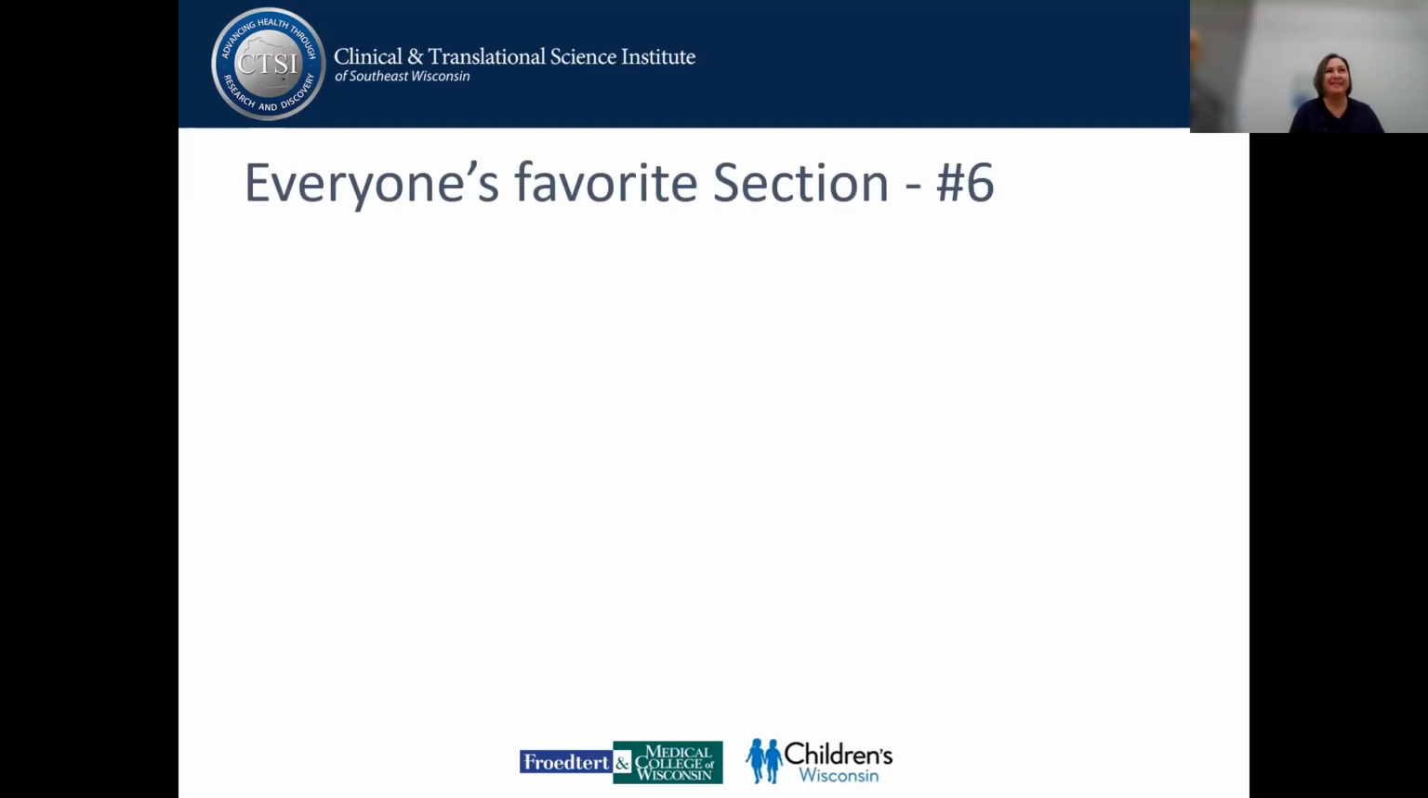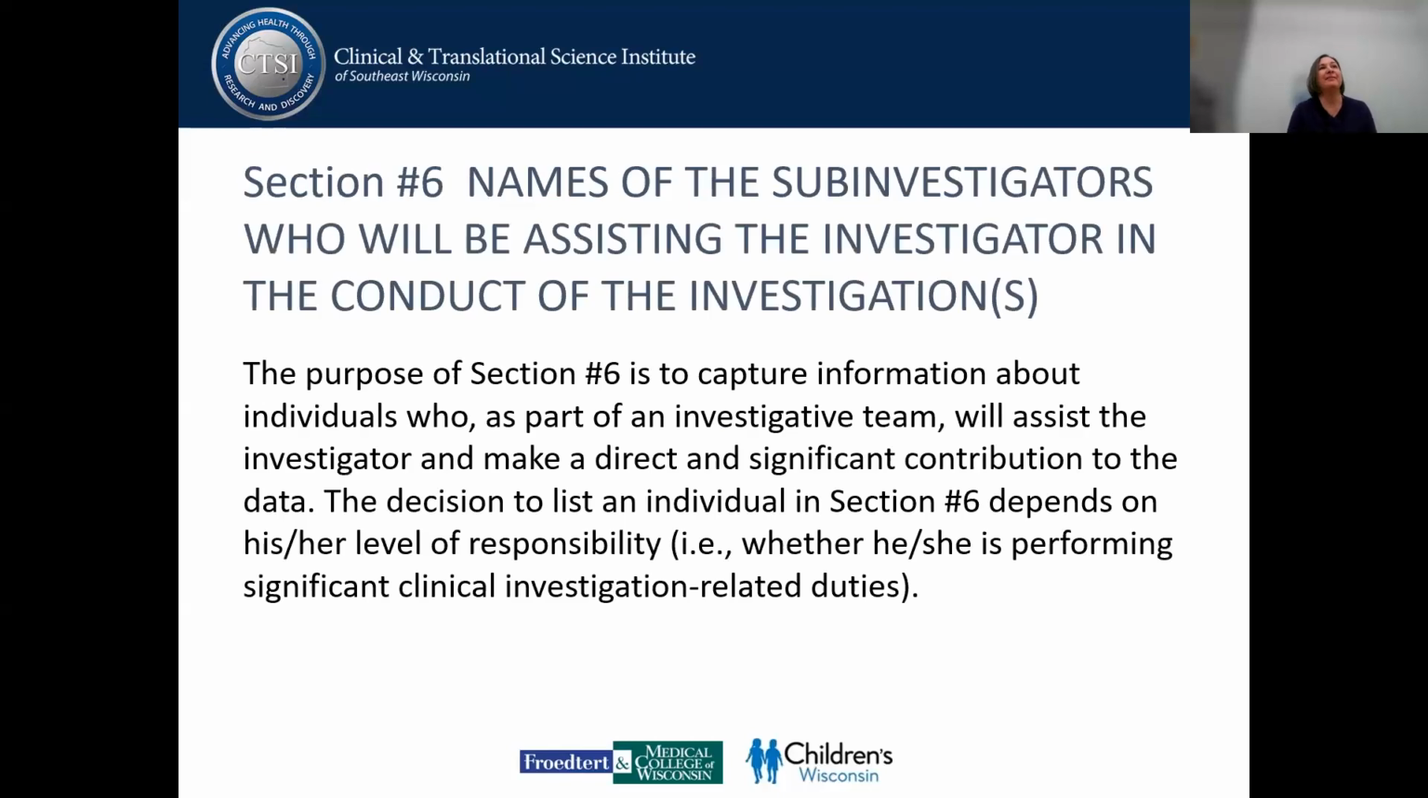Now for everyone's favorite section, section 6, which is otherwise known as the names of the sub-investigators. I think everyone's probably very, very aware of this section. The purpose is to capture the information about those people who are part of the investigative team, who are going to assist the principal investigator and who make a direct and significant contribution to the data.